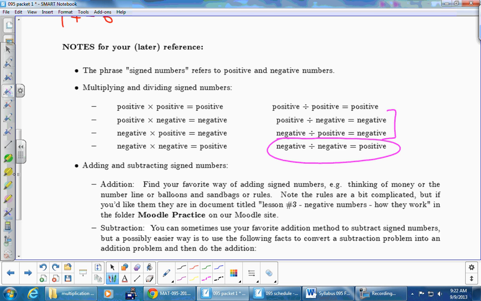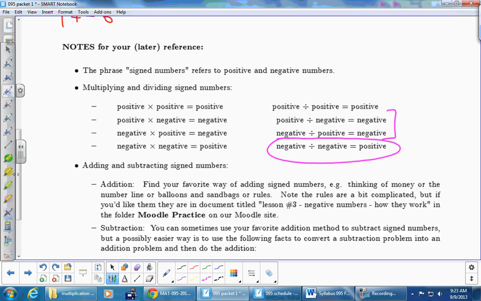Positive divided by a single negative is negative. A single negative divided by a positive is negative, okay? A single negative in a problem means that the whole thing is negative. And the rules for multiplying are exactly the same, which is kind of convenient. So if you know one, then you know the other.